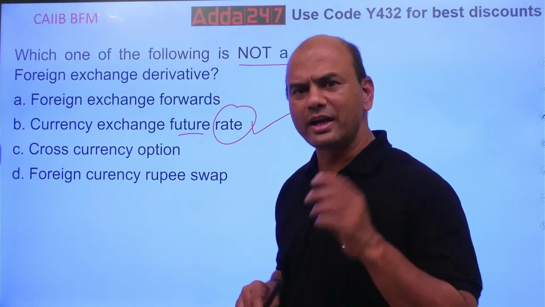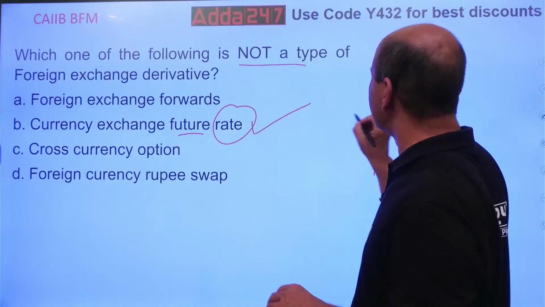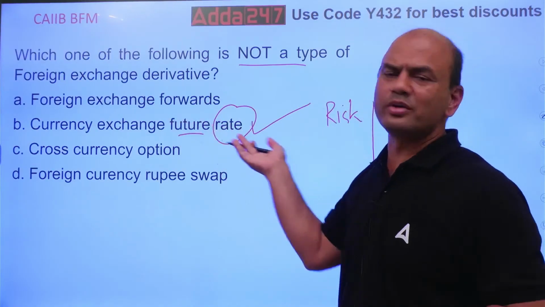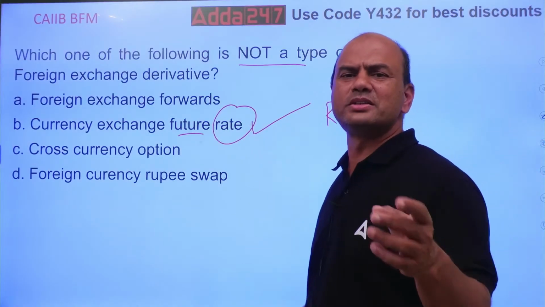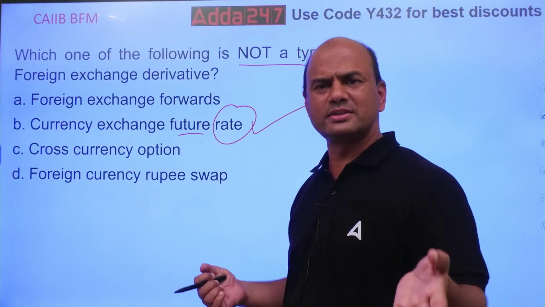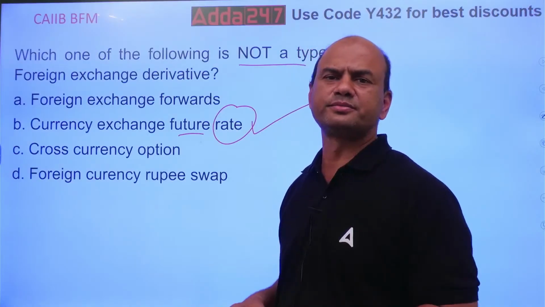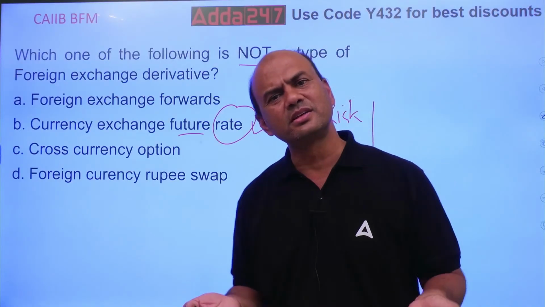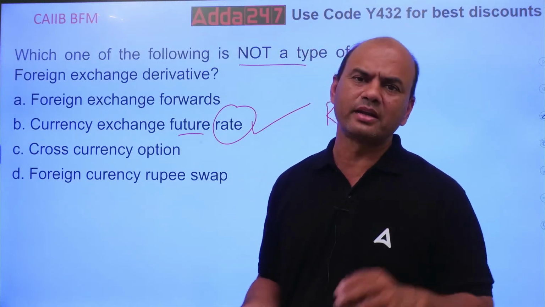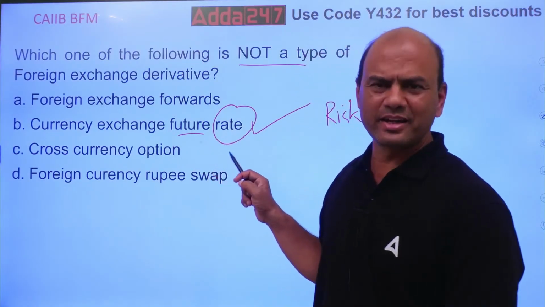Derivative means what? Kindly note, in any derivative there are two things. One is risk involved. What is the risk involved over here? After 2 months, the rate of this flat, today it is, let's say, 1 crore. After 2 months, the rate will be 1.25 crores. What is the risk? No risk. It's the rate. You want to buy it, you buy it. You don't want to buy it, you don't buy it. So, future rate is simply a rate given.